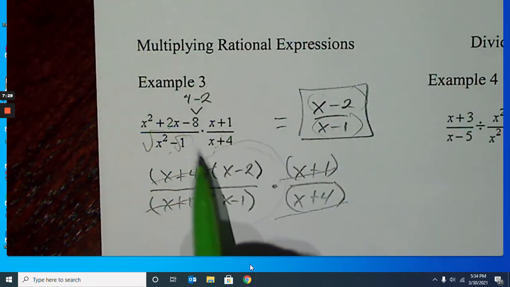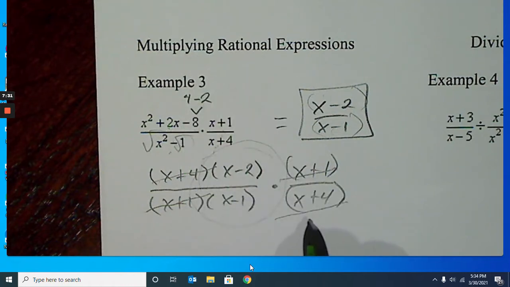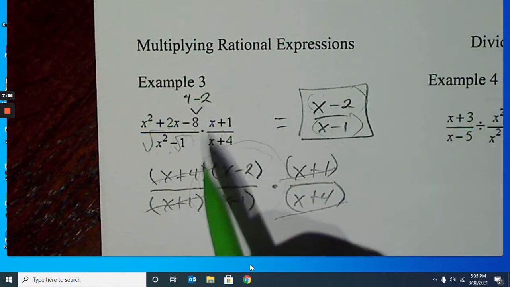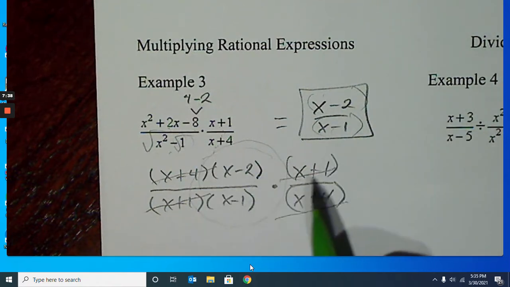And that's what multiplying a rational expression actually does. Notice there really wasn't any multiplying involved. It was mostly just simplifying and factoring, reducing out.